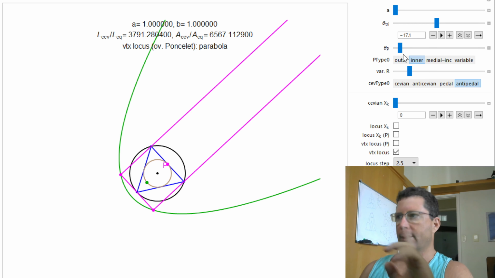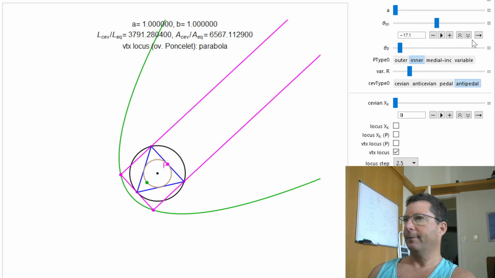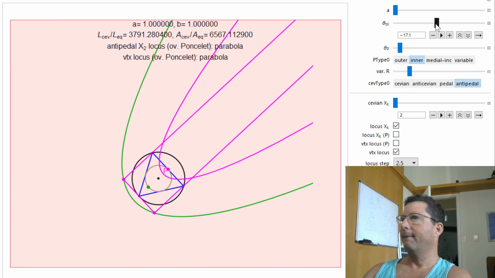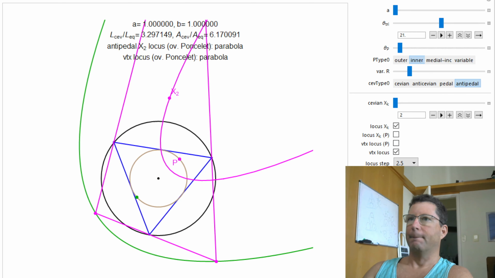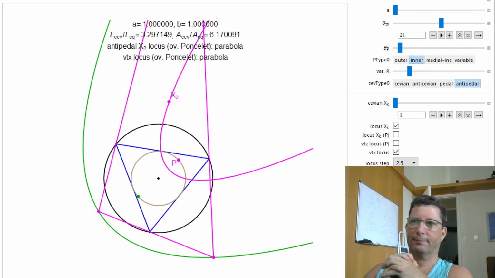Okay, second property, looking at my script here: let's look at the locus of the barycenter of my antipedal triangles. That locus is a beautiful parabola, and its focus is P.